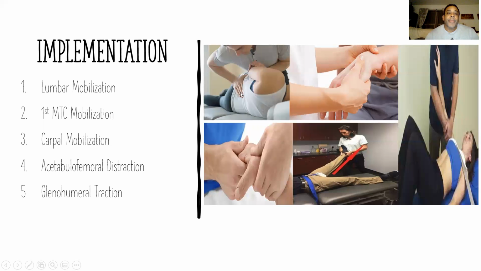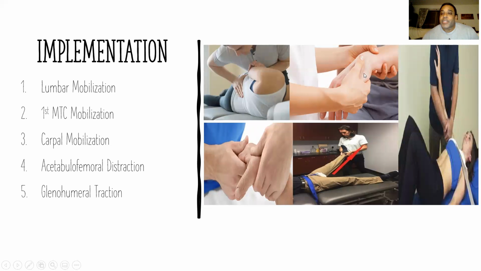Here we have a lumbar mobilization to loosen up the facets in those lumbar vertebrae. You'll normally see that used when someone's having trouble with back flexion at the lumbar region. Here we have a first MTC mobilization for thumb injuries and people who are lacking that range of motion in that first MTCP.